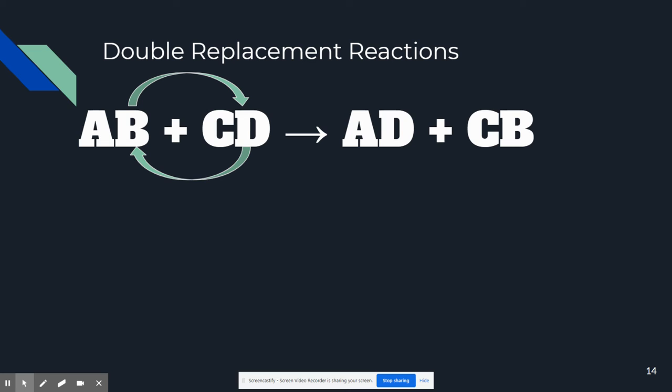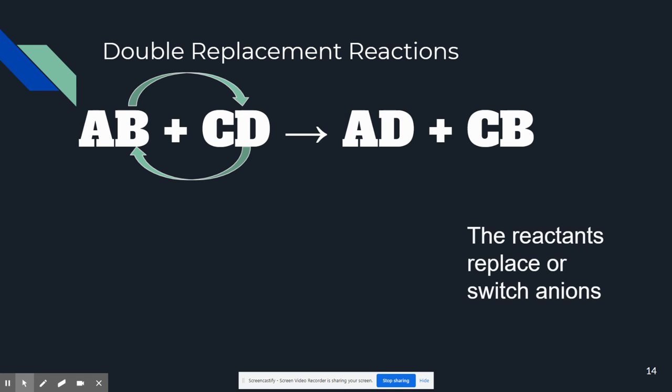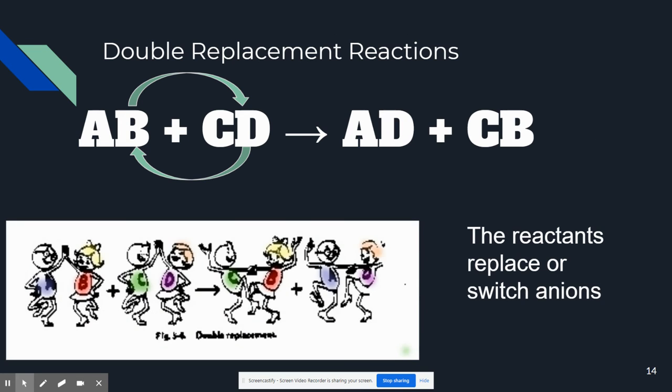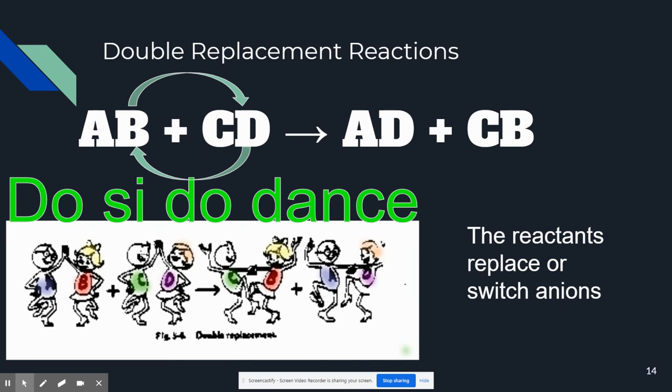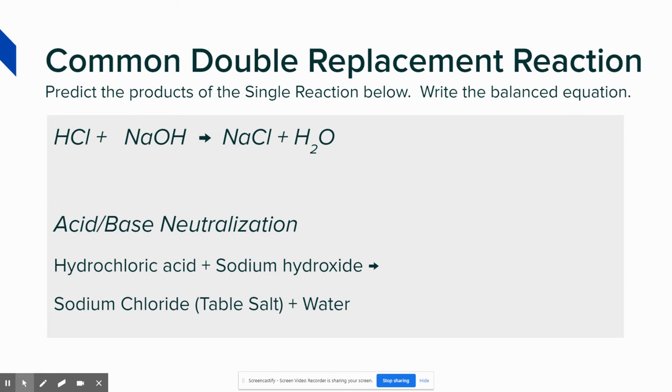Double replacement. This is the old switcheroo. You're switching ions. So it is called the do-si-do dance. Or what I like to call it is you go on a couple blind dates. Okay, you and your friend go on a blind double date. You happen to like your friend's date more, and your friend likes your date more. So naturally, you guys just switch dates and live happily ever after.